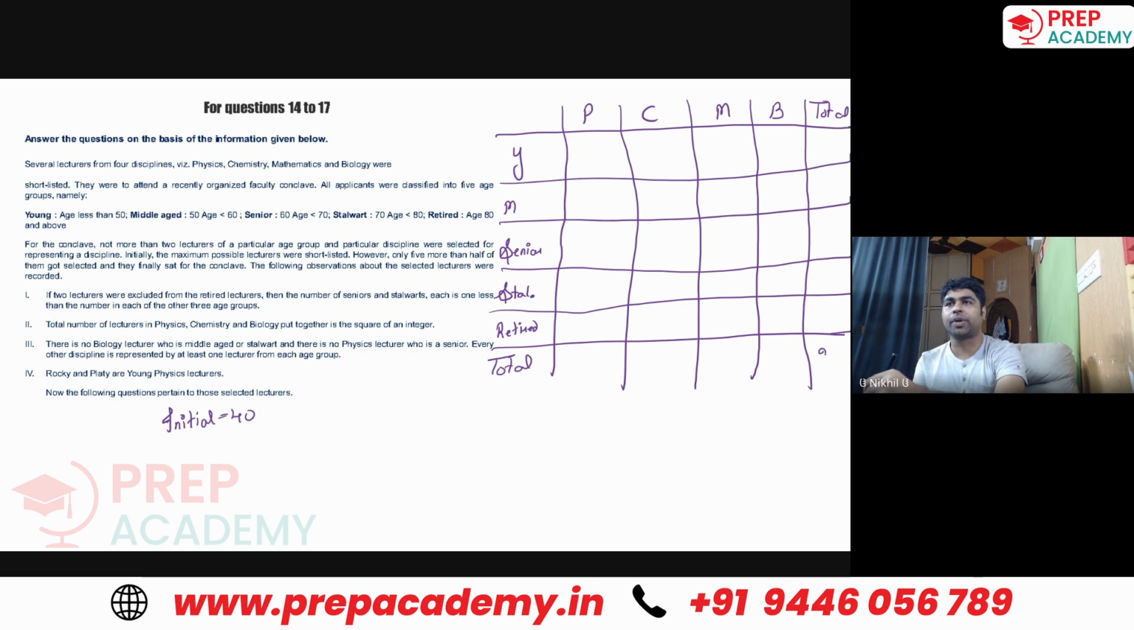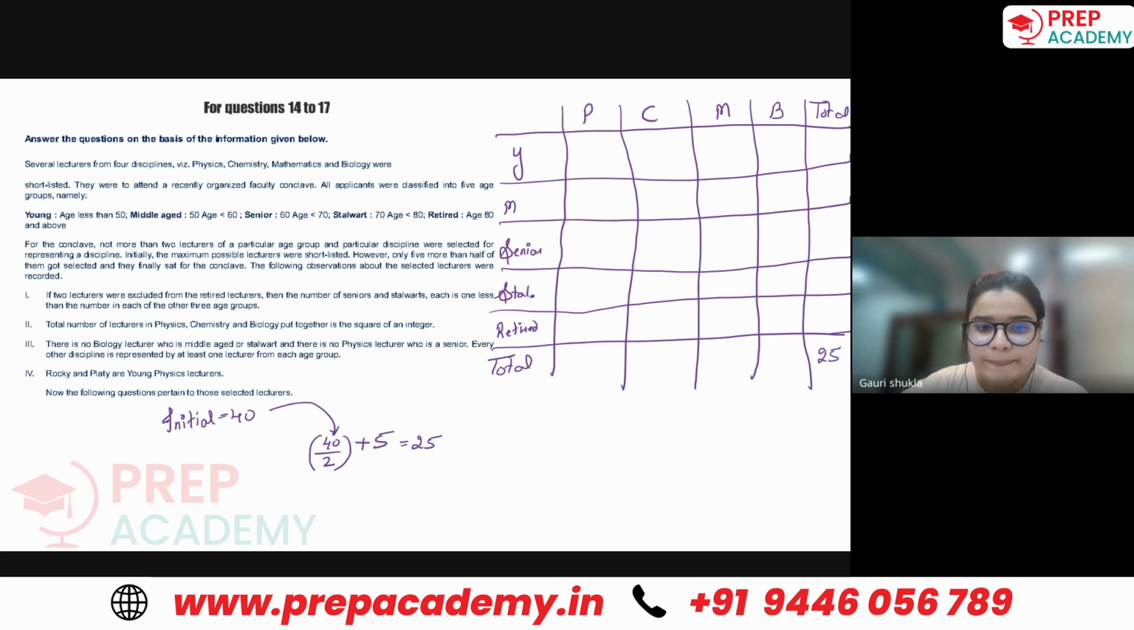Okay. So in total, 25 were selected because the next line says, however, only five more than half of them were selected and they finally sat on the conclave. So 25 of them sat for the conclave. Is it clear now? Yes, sir.